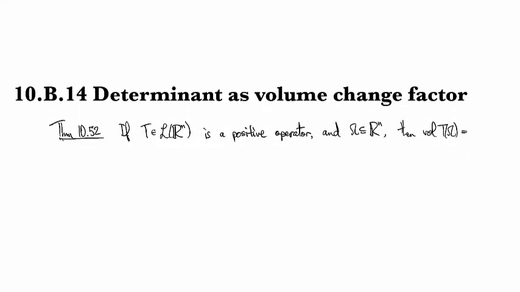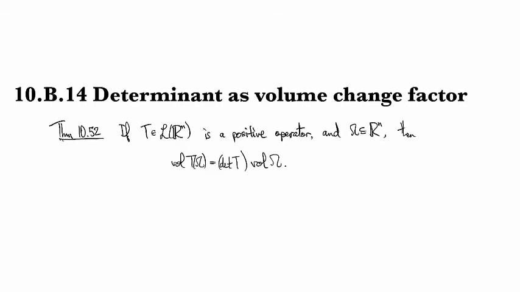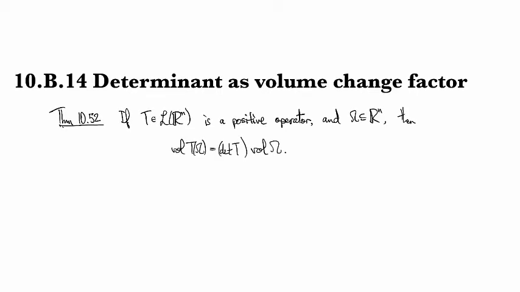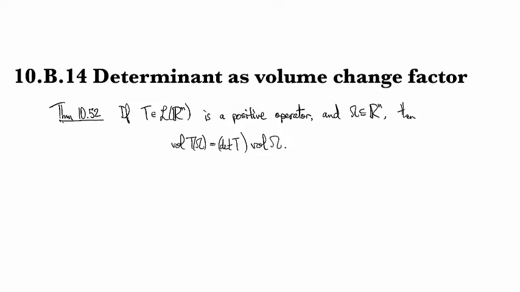is equal to the determinant of T times the volume of omega. So omega changes by a factor of det T under the transformation. And so we do this first for a positive operator.